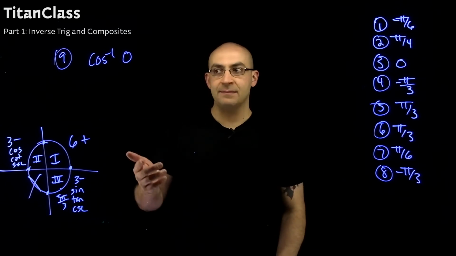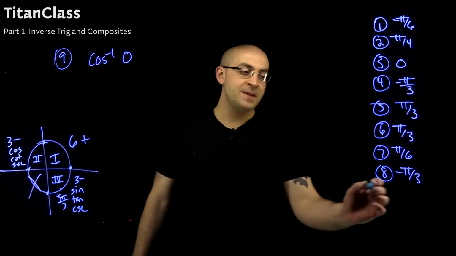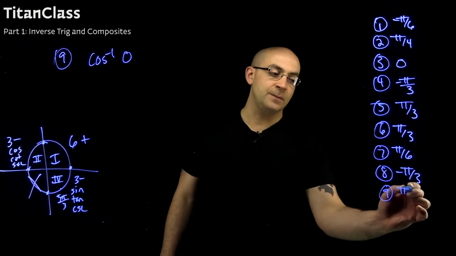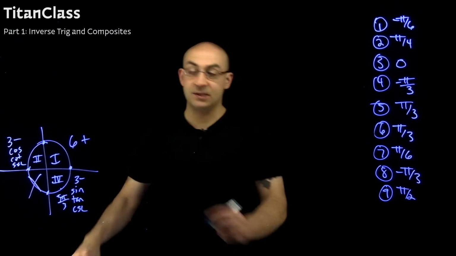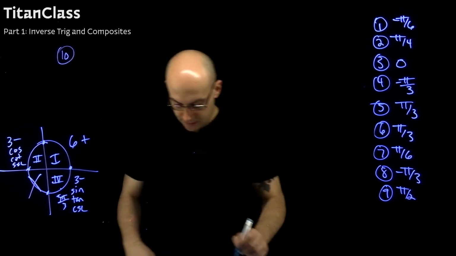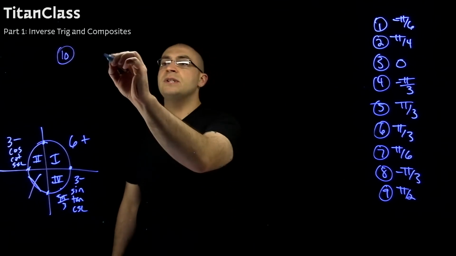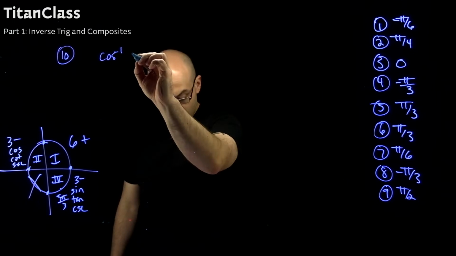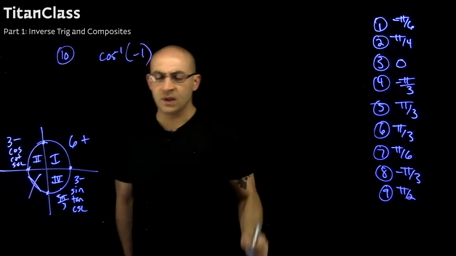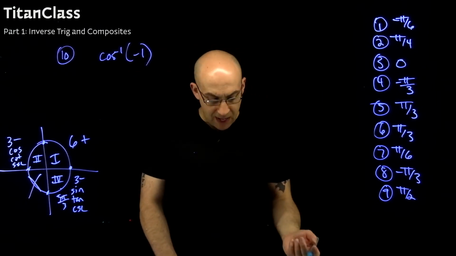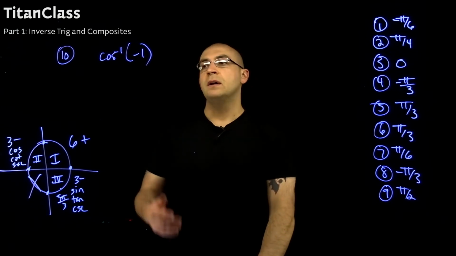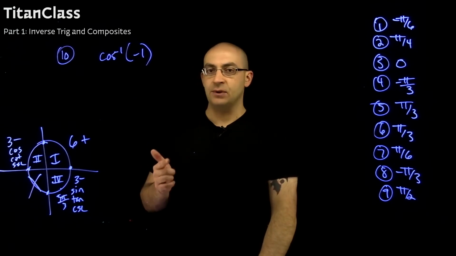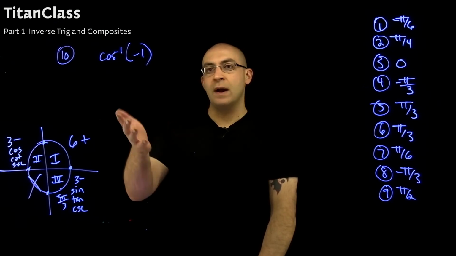So what radian measurement gives me an x value of 0? That's going to be pi over 2. Number 10, and this is the last one in this section, is inverse cosine of negative 1. So where is my x value, negative 1, on the unit circle? Now this one I actually can get a value for.